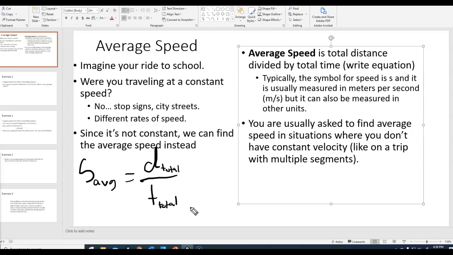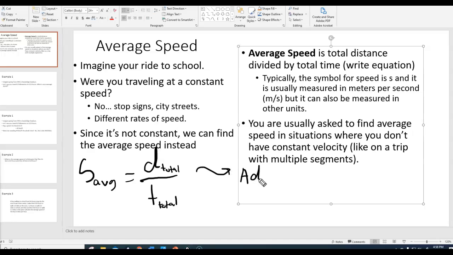That's how you calculate average speed. Typically you're asked to find average speed in situations where you don't necessarily have constant velocity, like if you have a trip that has multiple segments, as we'll see in the examples. Now, usually the symbol for speed is an S, and you typically measure that in meters per second, but when you're doing average speed problems, you often see questions involving kilometers per hour or miles per hour, so don't be surprised by that.